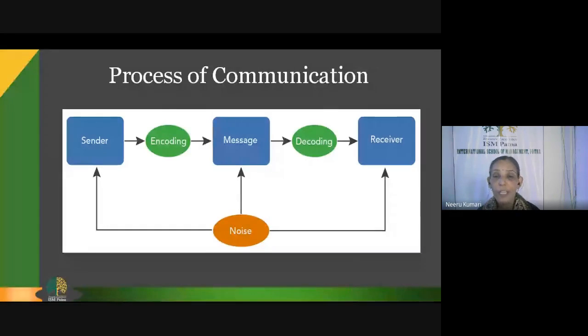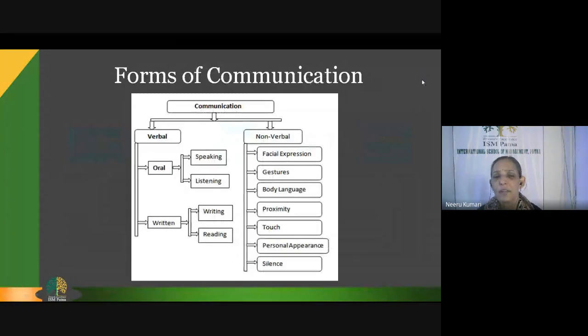The moment when we are talking about the process, you could see I have mentioned something which is called noise, isn't it? So when we talk about noise, there are barriers. We are going to talk about barriers a little later, but before we go into the barriers, let us understand the forms of communication. When we talk about the forms of communication, broadly it is categorized into two parts. One is verbal, the other one is non-verbal.